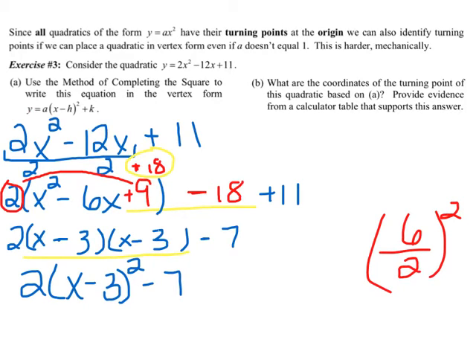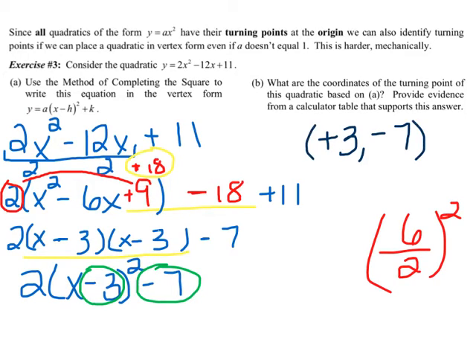B says, what are the coordinates of the turning point of this quadratic based on A? Provide evidence from a calculator table that supports your answer. My vertex is still going to come from the same area. Those 2 pieces will give me my vertex. So therefore, my vertex is going to be positive 3, comma, negative 7. Remember, this guy is the opposite, because he's inside. This 2 out front just tells me that my quadratic will be a little steeper than normal.